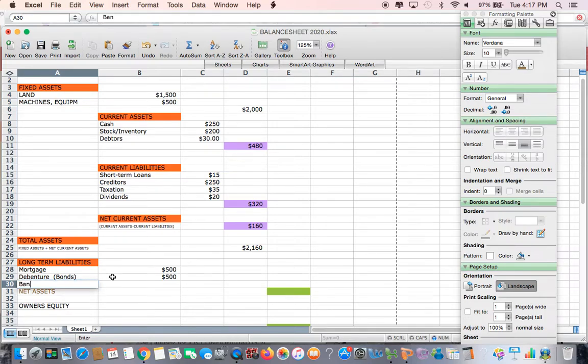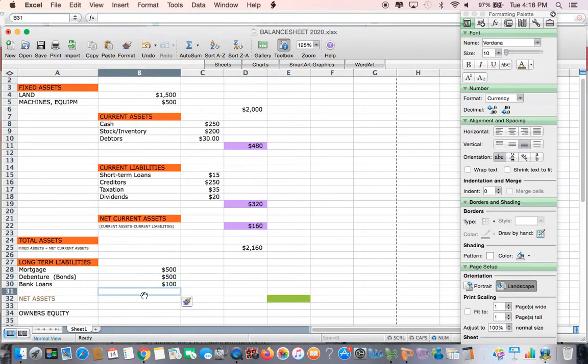And then of course, you're probably going to have some sort of bank loans to finance. And we'll say that's $100. So let me see if I can insert a row here. Insert row. Ooh, look at that, I did it.